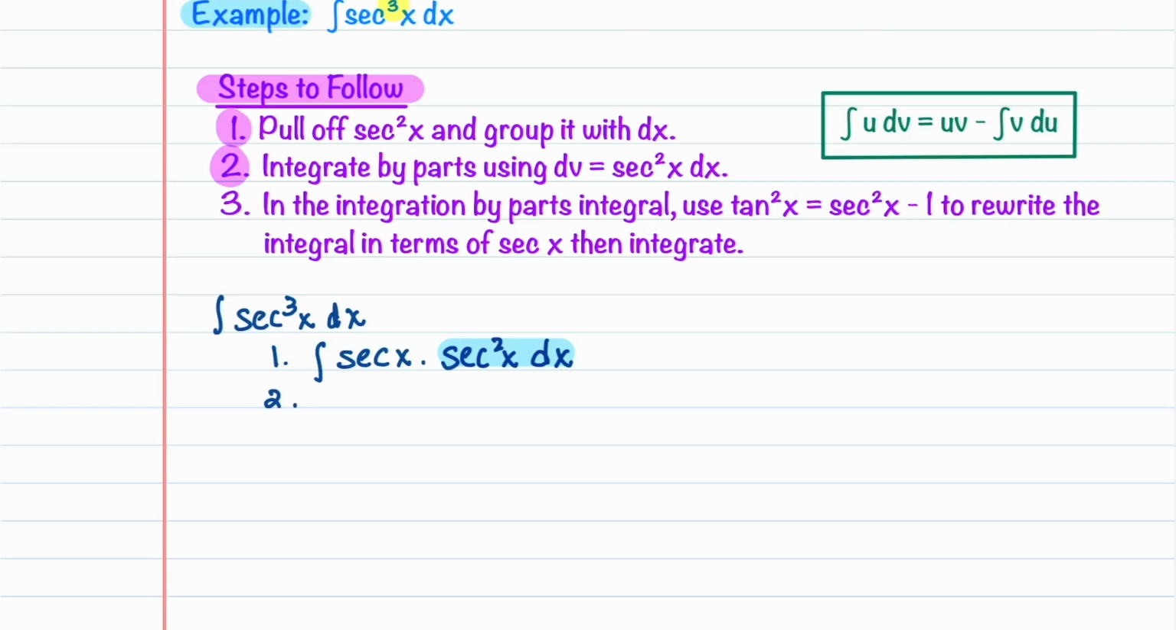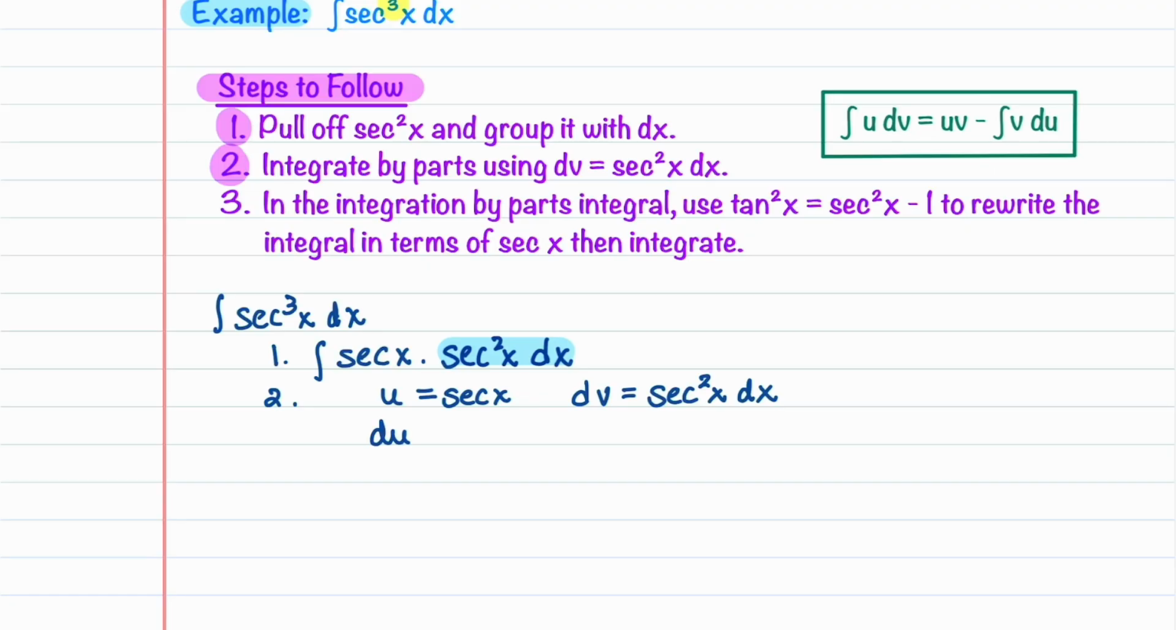We are going to let u be equal to secant x, and then dv be equal to secant squared x dx. Du is equal to secant x tangent x, and we can't forget our dx. And then v is the integral of secant squared, which is just tangent x. Up here on the right, I put down the formula for integration by parts in case you've forgotten it. And let's go ahead and apply that formula now.